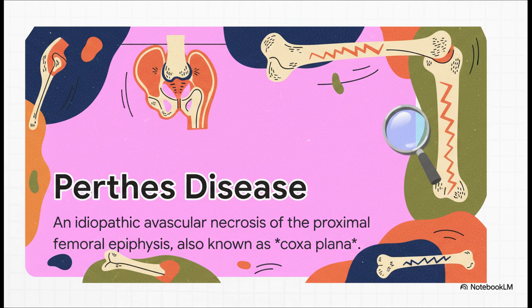Well, you might hear it called Morbus Calve-Legg-Perthes, but at its core, it's an idiopathic avascular necrosis of the proximal femoral epiphysis. That's a mouthful, I know. But in plain English, it just means that for some unknown reason, the blood supply to the head of the femur gets choked off, and the bone tissue starts to die.